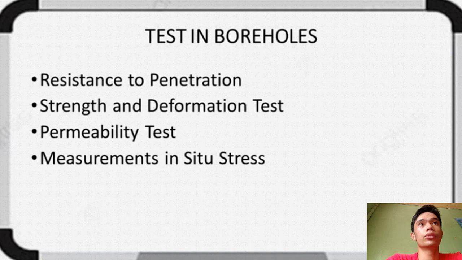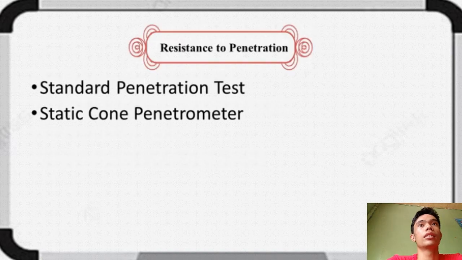So the first heading is the resistance to penetration, and in resistance to penetration there are 2 commonly used tests, and these are the standard penetration test and the cone penetrometer. First, we will discuss what the standard penetration test is and what measurement is used in it.